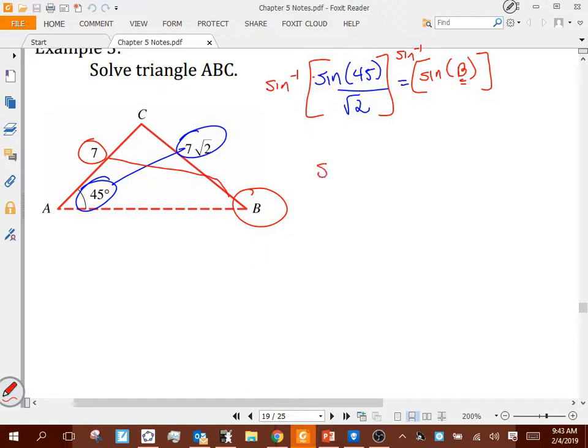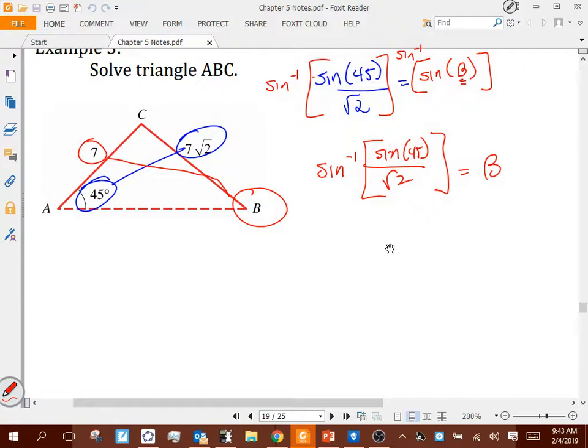And what you're going to end up with would be something like this: sine inverse of sine of 45 divided by radical 2 is equal to B. Does that make sense? You could type that in your calculator if you're going to use your calculator. Okay? What I'm going to suggest is that every time you see a 30, 45, or 60 in your angles, try to avoid using your calculator.